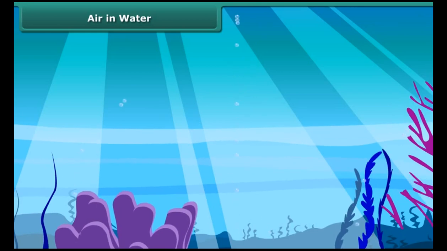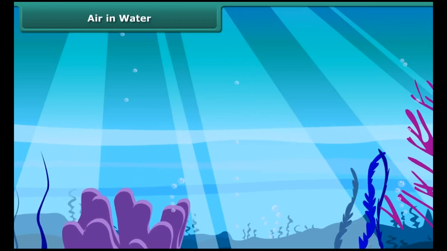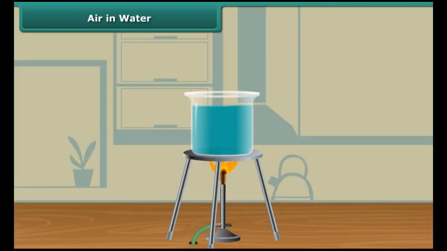Don't believe? Come, let us do an activity. Take some water in a beaker. Heat it to boil. Can you see the bubbles coming out? Where are these bubbles coming from? These are coming from water only. Air remains dissolved in water at normal temperature, so we can't see it. When water is heated, the dissolved air comes out as bubbles.